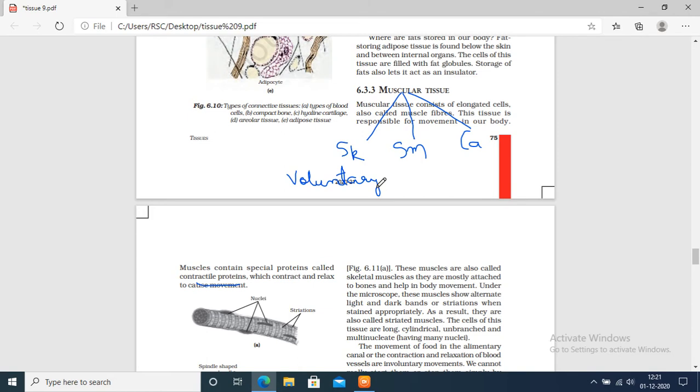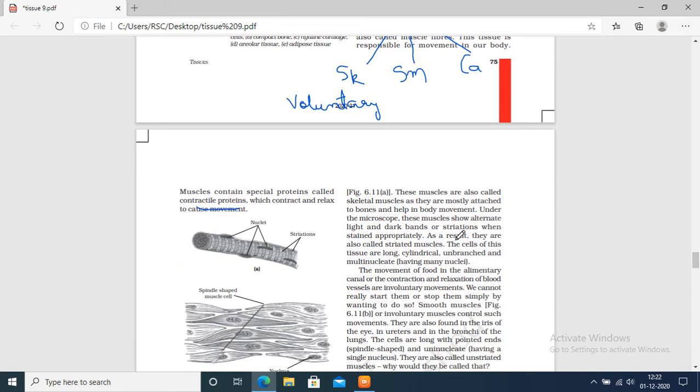Okay, so these muscles are found in regions like our hands and our legs. Whenever we want to move our hand, our finger, we can control the action. So in these regions we find our voluntary muscles. The voluntary muscles are also known as striated muscles. Why do we call them striated muscles?